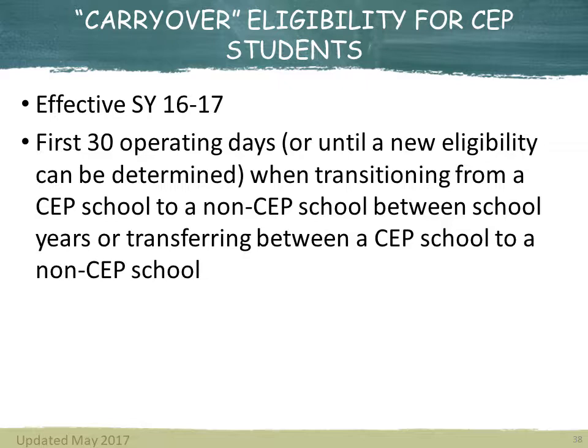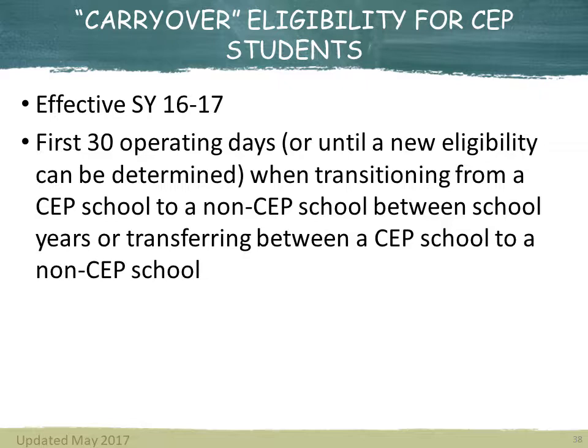So in school year 16-17, the first 30 operating days, or until a new eligibility can be determined, when transitioning from a CEP school to a non-CEP school between school years or transferring from a CEP school to a non-CEP school, even if it's in the year, now you have a 30-day grace period. Yeah, we know 30 years would not be good, right? They're all free forever. But if they're in school for 30 years, we got a problem, right? So first 30 operating days. This is a big deal for a lot of you.